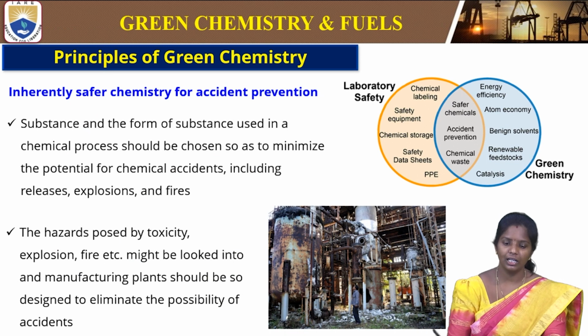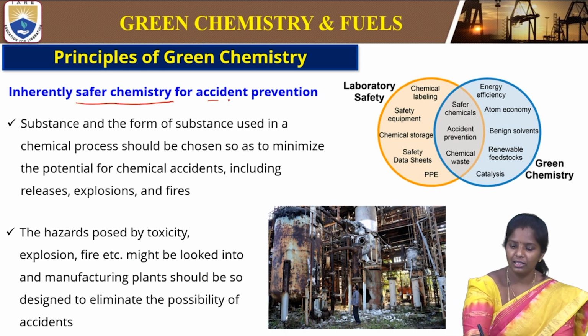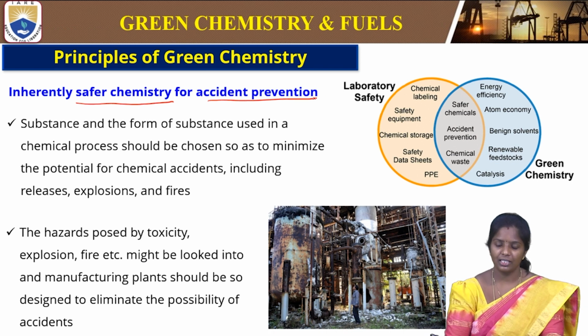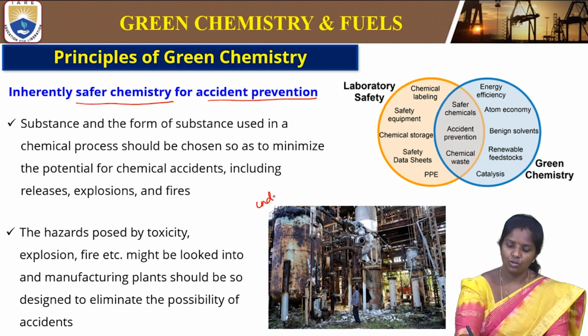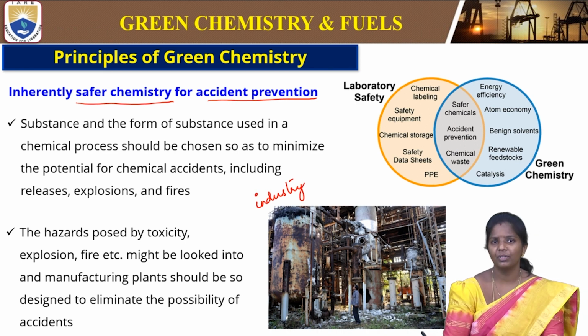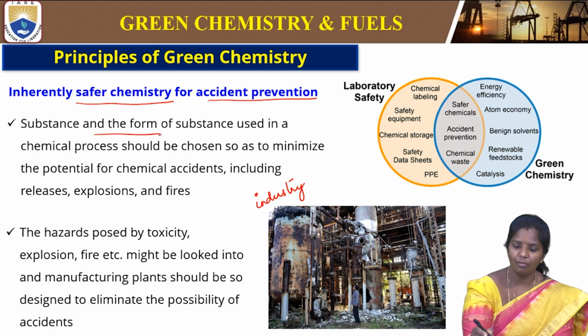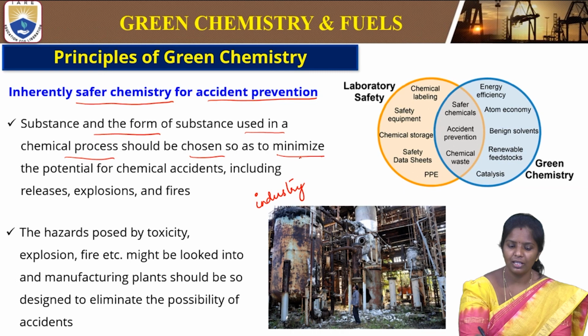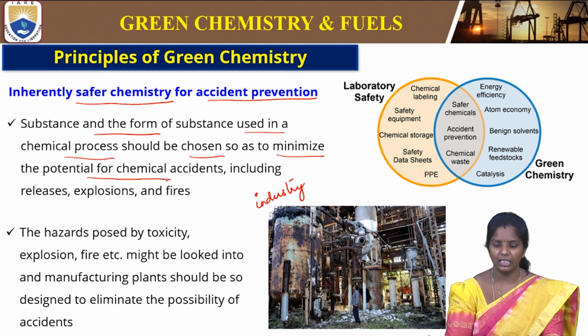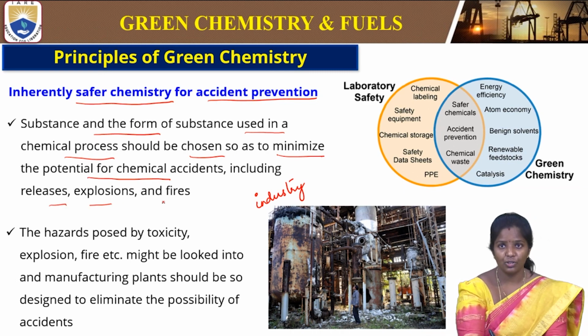Then comes inherently safer chemistry for accident prevention. We have seen a lot of accidents going on in industry. The main cause is recklessness. Understanding the chemistry is very important while working in the workplace, along with precautions, so that accidents can be prevented. The substance and the form of substance used in a chemical process should be chosen so as to minimize the potential for chemical accidents, including releases, explosions and fires.